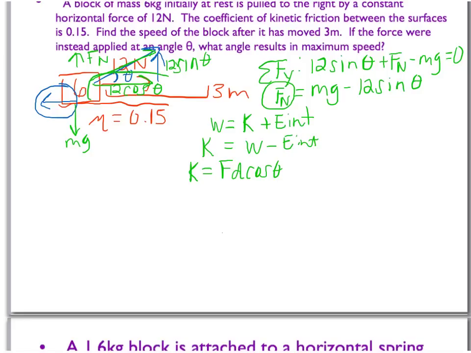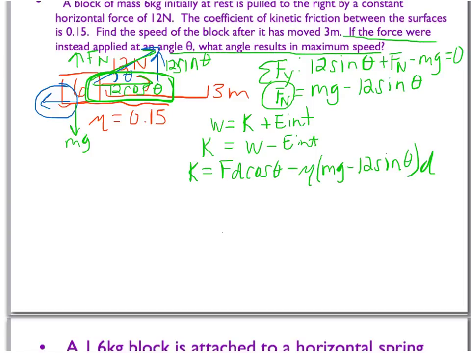Basically, this piece of the force is actually pulling the block in the direction of the displacement, minus the internal energy. Well, that internal energy is going to be the work done by friction, or mu times the normal force of mg minus 12 sine theta multiplied by its displacement. Now, the interesting thing about this is that when we want to maximize the kinetic energy, which is basically what this last question is asking you, what angle do you want to pull at so that you maximize your speed? Maximizing your speed is really maximizing your kinetic energy.